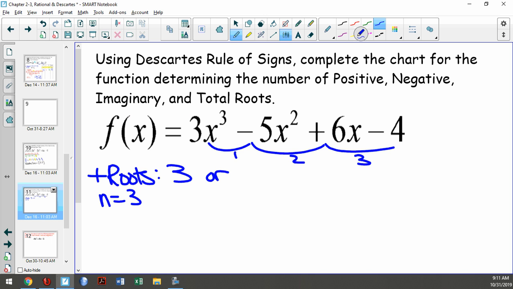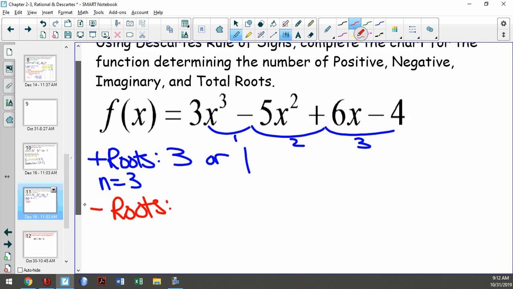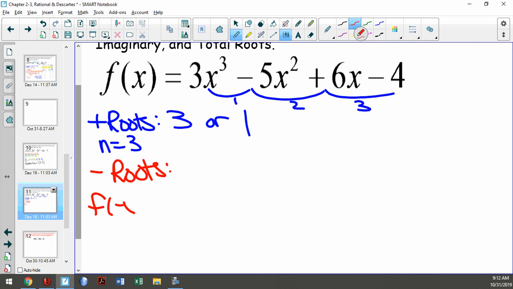Or 3 take away 2 is 1. Do I subtract again? No, because that's going to make me into negative 1, so that can't be a negative 1. Do we all understand that? So now I need to do my negative roots. My negative root says that I have to do f at negative x.